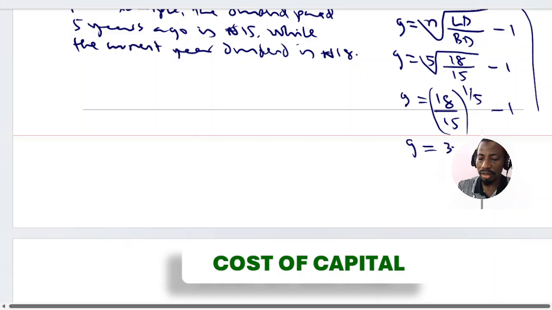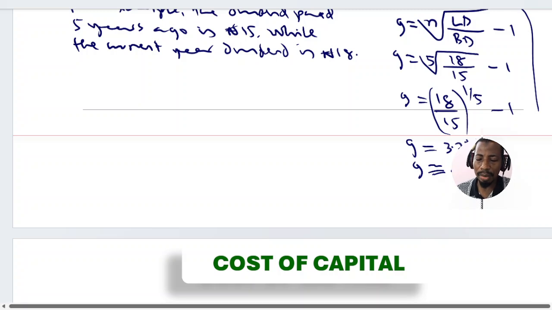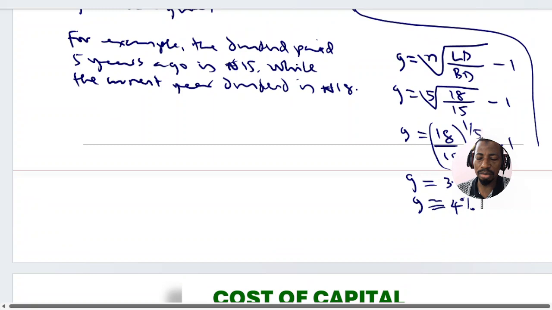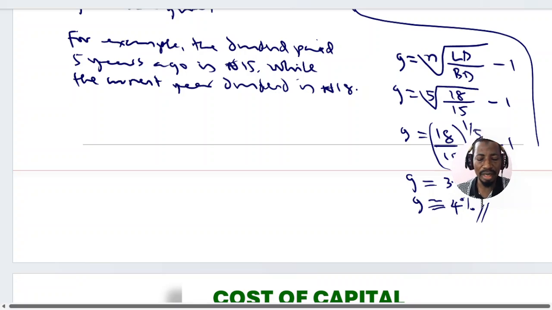So the growth rate is 3.7%. Approximately, the growth rate is 4%. So that means dividend has grown by 4% within the last 5 years. So this is how to calculate growth rates where the history of dividend paid is given.